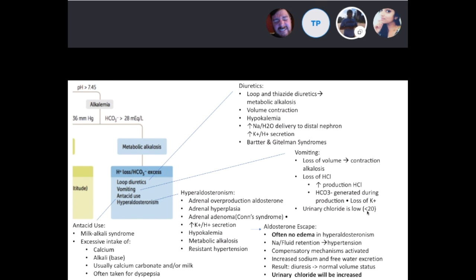And basically, in these patients, you'll often see no edema, and that's because your sodium and fluid is retained, causing your hypertension, and your compensatory mechanism is activated, and that's usually the ANP that's released from the heart, and that increases sodium and free water excretion, and that's why it will result in a diuresis and normal volume status. And your urinary chloride will be increased, and that tells you it's an alkalosis again. Just a quick review. Any questions about this?